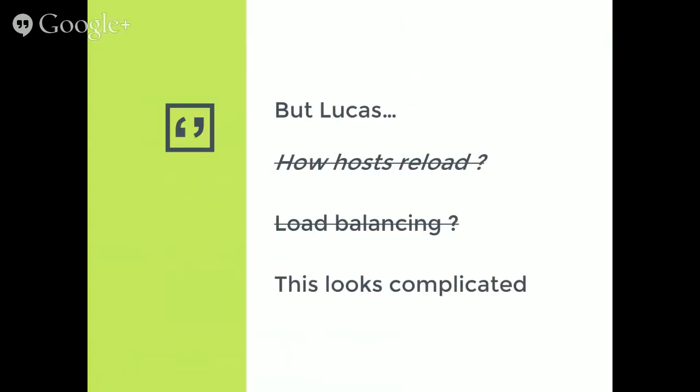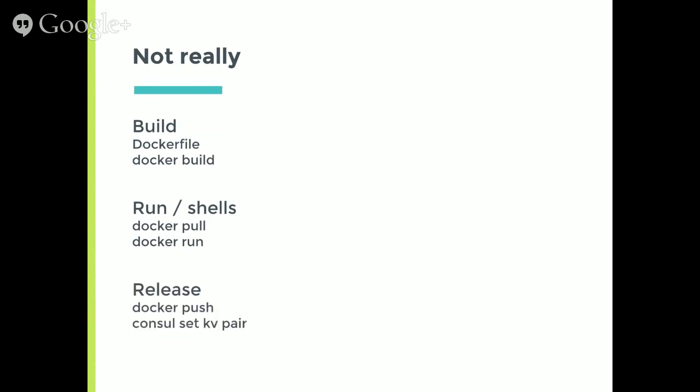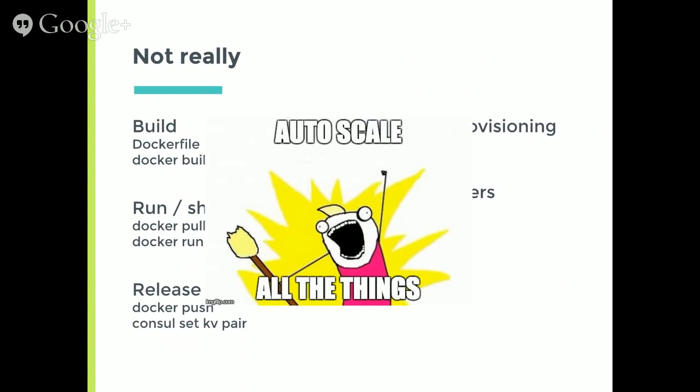And again, this all looks too complicated. Not really. If you think about it, in the build phase, we are using a Dockerfile, doing a Docker build. On the run phase, we have a Docker pull, followed by a Docker run. On the release phase, we push to the repo, and we set a value on Consul. That's all we had to do. We can script all of this to make things way easier, but still, at a really high level, that's what we need to achieve. On the ops provisioning side, we can provision front ends and load balancers just using EC2 snapshots, which is great. We can pretty much autoscale every single layer in our applications.